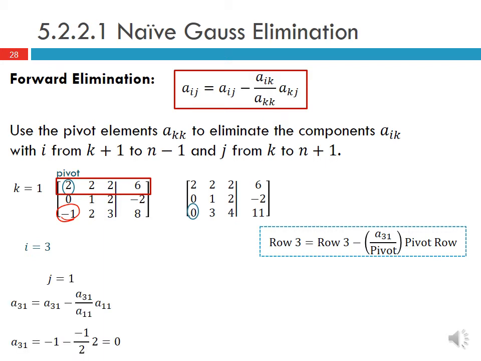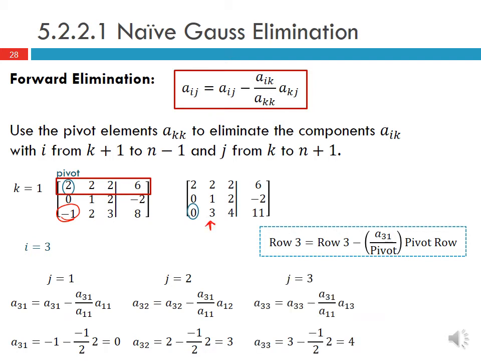We'll just go through this a little bit more quickly. We start with j equal to 1, i equal to 3, k equal to 1. We plug in our indices in our formula, and then we plug in the values into our equation, and we see that A31 is equal to 0, as we expect, because that's the one we're trying to get rid of. When j is equal to 2, we end up with A32 equal to 3, so that goes here. When j is equal to 3, we end up with A33 equal to 4, so that goes here. And when j is equal to 4, we end up with A34 equal to 11, so that goes in here.